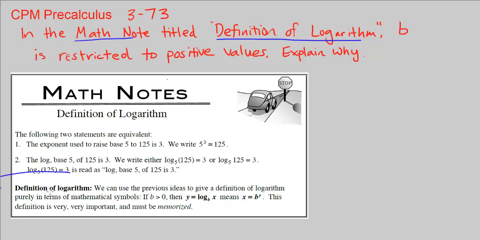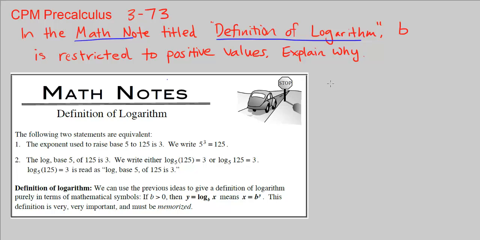So the definition, written out: we can use the previous ideas to give a definition of logarithm purely in terms of mathematical symbols. If b is greater than 0, then log base b of x equals y means x is equal to b to the y. This is a definition that must be memorized. There's no intuition about it. You just have to memorize it and use it.